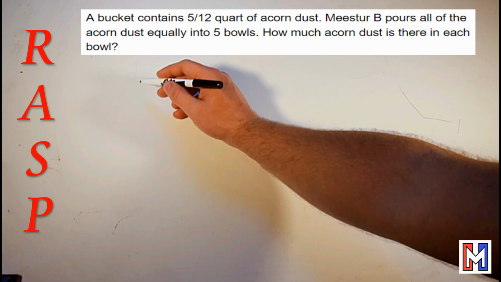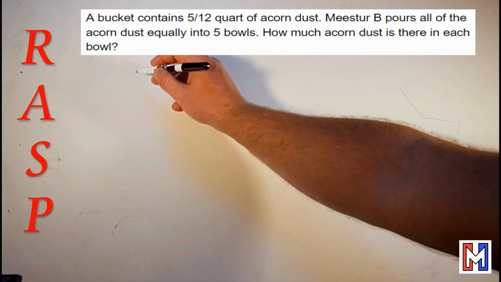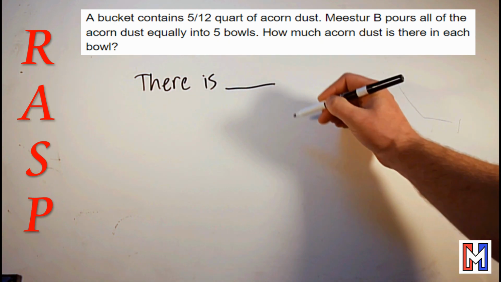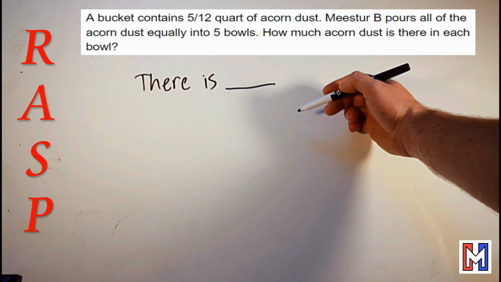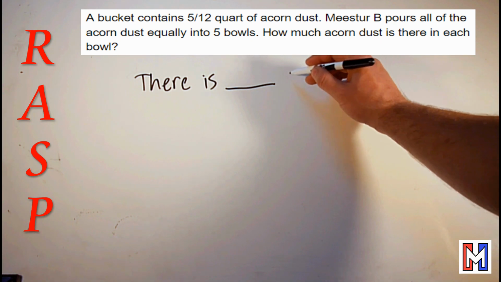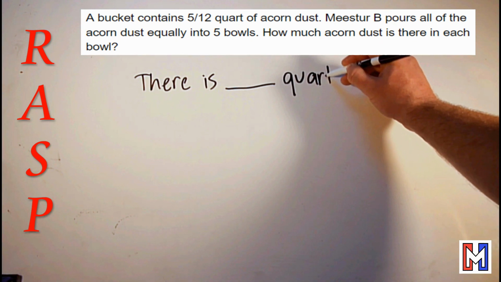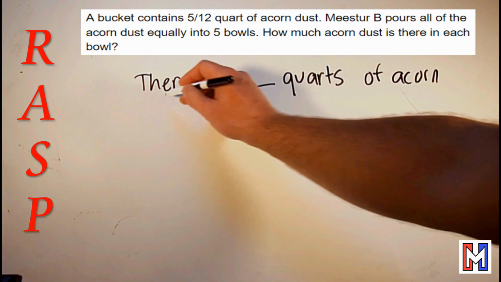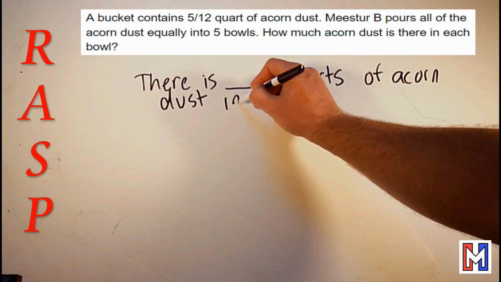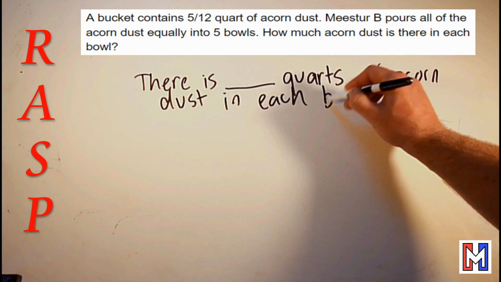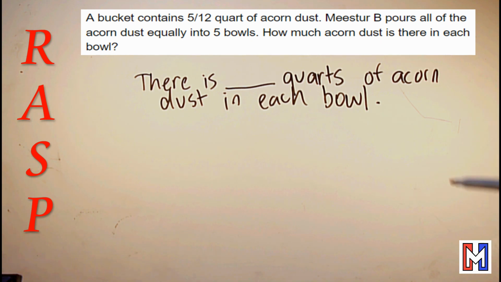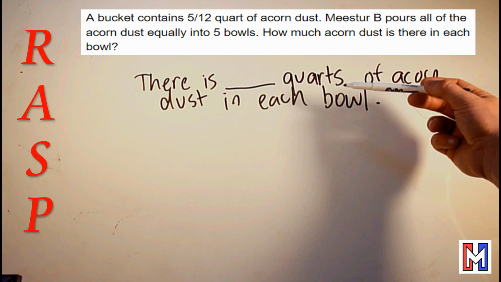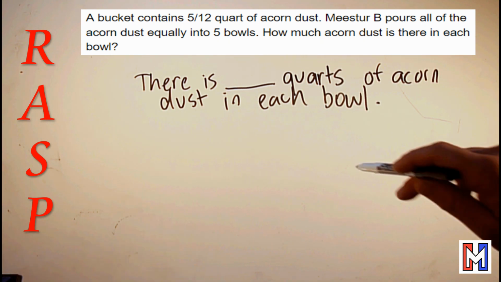Our answer sentence is as follows. Since the question says how much acorn dust is there in each bowl, there is blank. And what's the unit for the acorn dust? Well, it's quarts. So, quarts of acorn dust in each bowl. There's our answer sentence, and our unit is quarts, and that's very important.